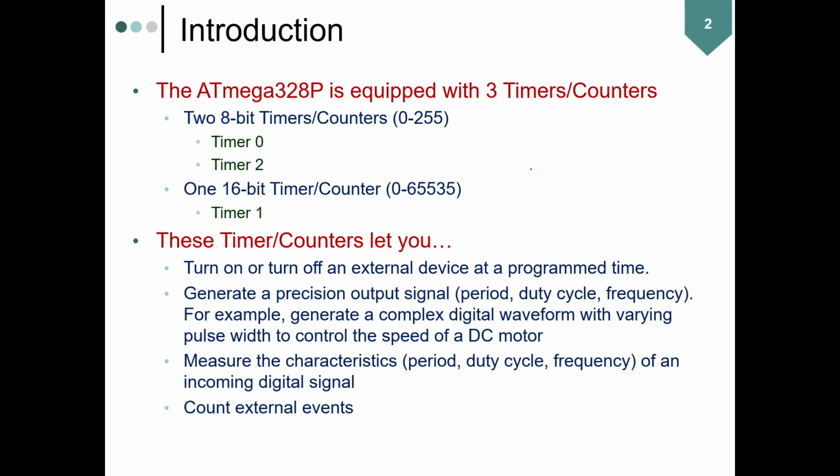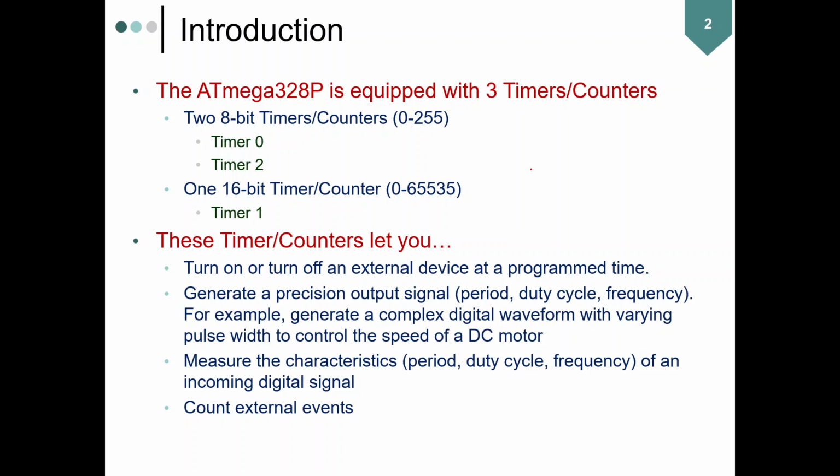So ATmega328P is equipped with 3 timers or counters. For the sake of simplicity, I'll just call it a timer. There are two 8-bit timers which count from 0 to 255. These are timer 0 and timer 2. And there is one 16-bit timer which counts from 0 to 65535. Obviously, this is 2 raised to the power 16, and this is timer 1.